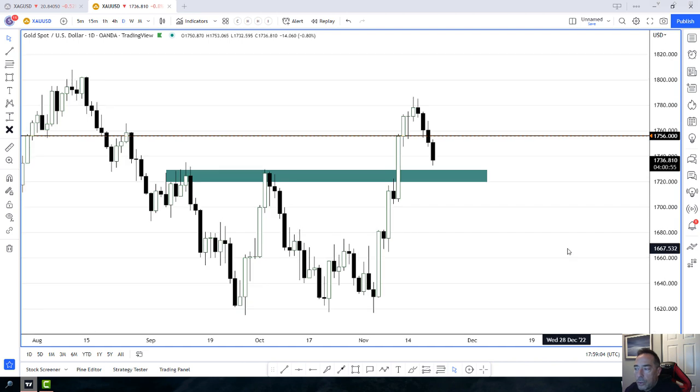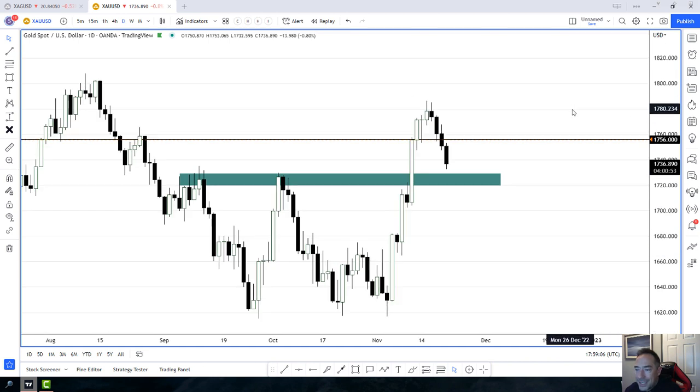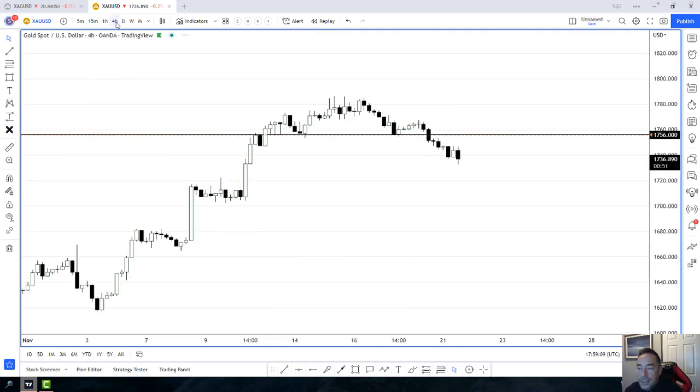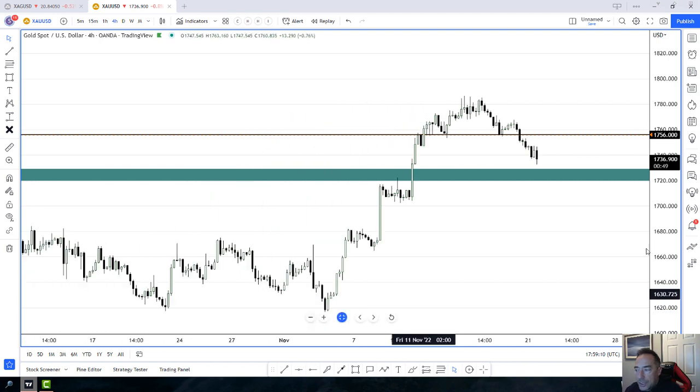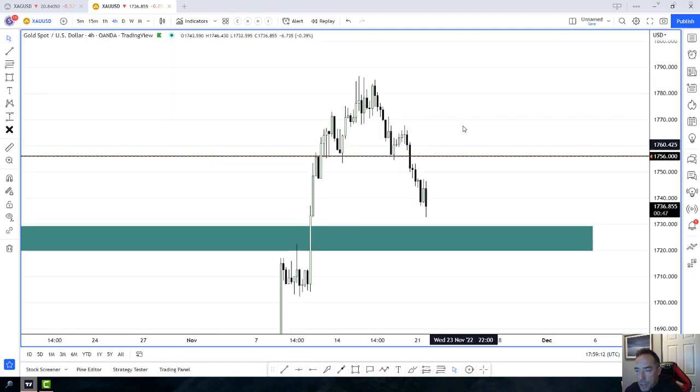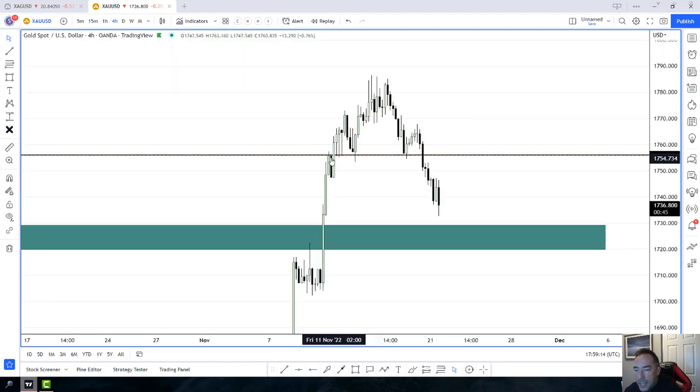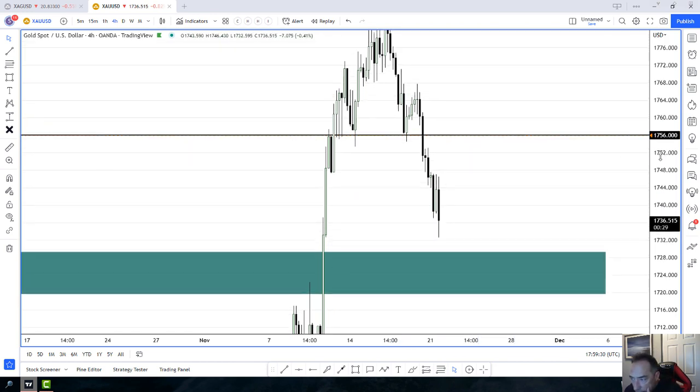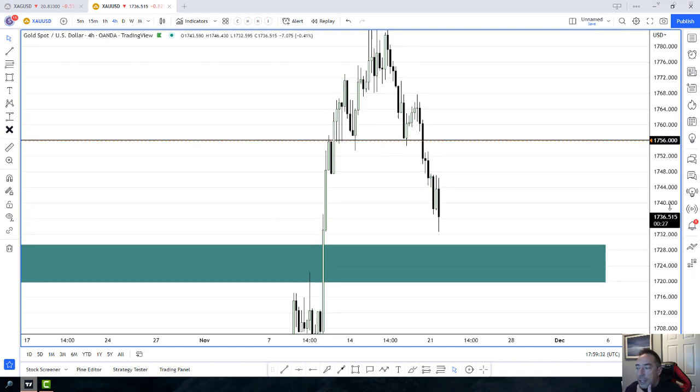Now we were looking for 1756 to be tested and rejected today, but we didn't see the retest. So I'll show you why we were looking at that level. You can see here this interaction with the level here where we find support. This was last week, and on Friday we broke through. You can see we've continued to push down, but we didn't come back and test the level. So you can just see I've got my alert set there just underneath the level.